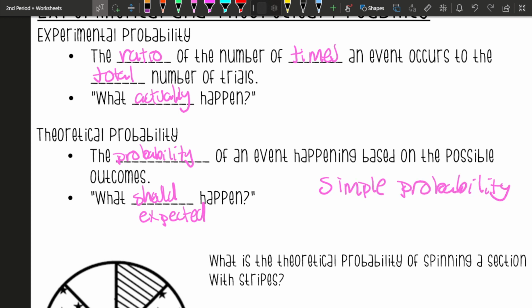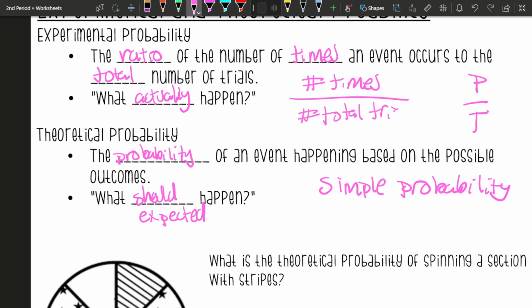But the experimental is a little bit different. We have a formula: the number of times this thing happens over all the total trials. For example, if I have a dice and I roll it, what are the chances of getting a 1 on a dice? 1 out of 6. But if I roll it 20 times and 1 shows up 3 times out of, how many times did I roll it? 20. That will be 3 out of 20. That's all we're doing.